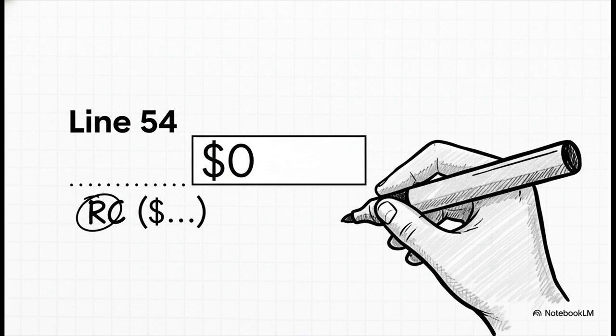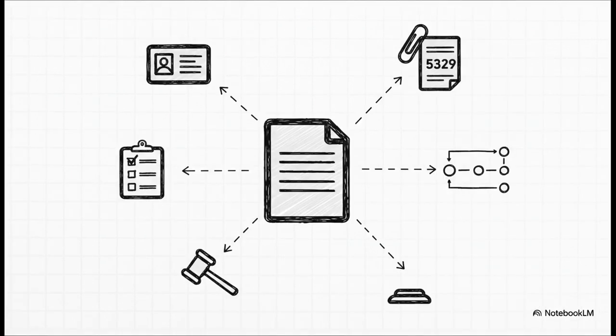Then, on the dotted line just to the left of that box, you write 2 letters, RC for reasonable cause, followed by the actual dollar amount of your shortfall in parentheses. That's the magic formula. And along with that form, you absolutely must attach a letter of explanation. Think of this as your closing argument.